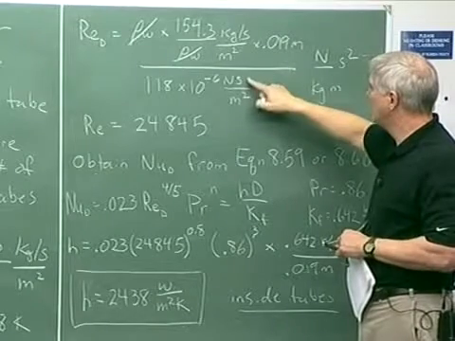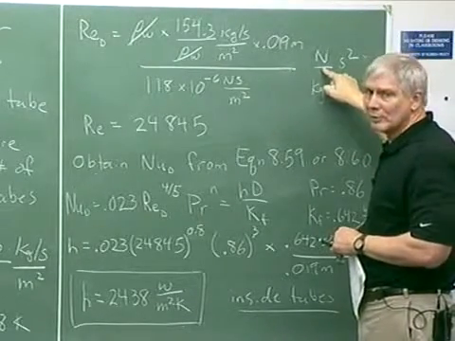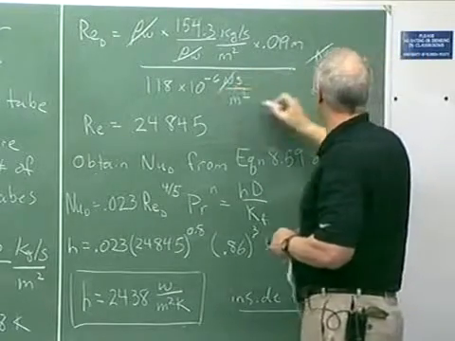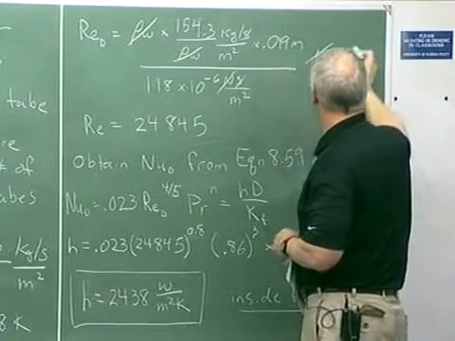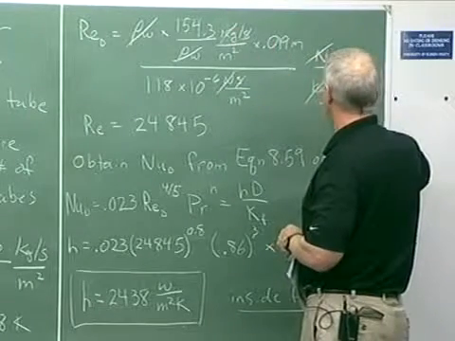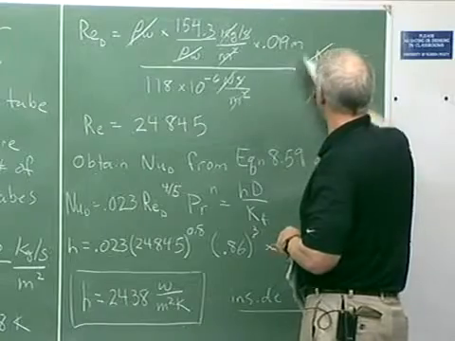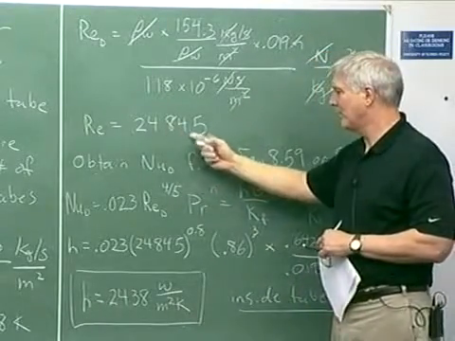And then for the viscosity we had newtons here, so we have to multiply by this unit fraction. A newton is a kilogram meter per second squared, so the newtons cancel out. We have a second squared cancel out. Kilogram goes away. These meters squared go away, and a meter here. So we're left with a non-dimensional number of 24845.